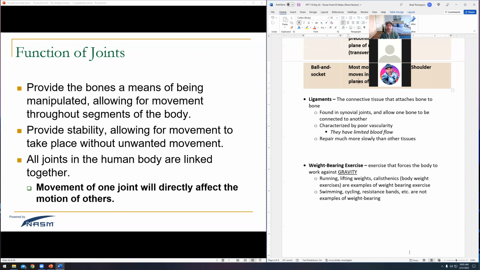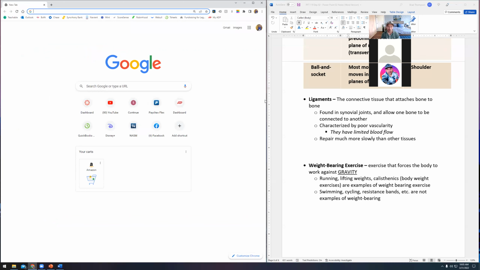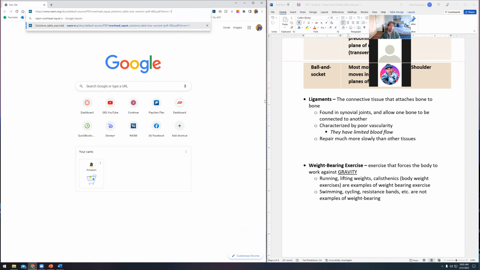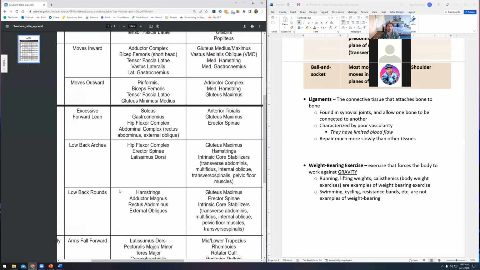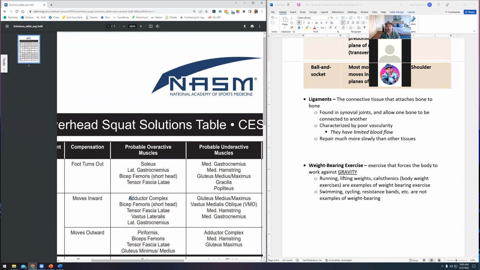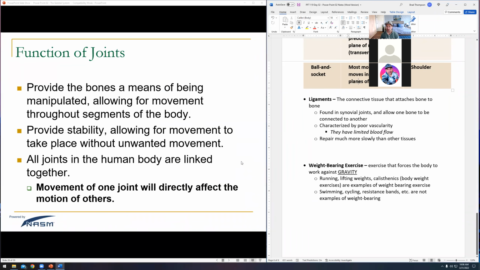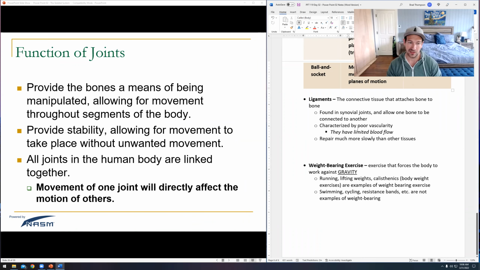I know a lot of you already know that because we've talked about it before, but let's look at NASM's approach. They have a little cheat sheet. So we look at knees caving in. There it is. The adductors are a little tight. The hamstrings are a little tight. But we also see the lateral gastrocnemius, the calf muscle there. That calf is limiting how much the ankle is able to move. Because of that, they're not able to move properly and their knees buckle inwards.